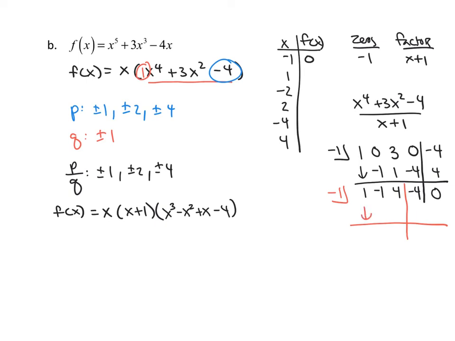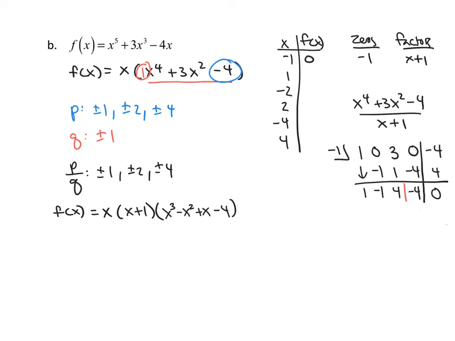I move the 1 below the line. I do my synthetic division, positive 1. I multiply, add, multiply, add, multiply, and add. And I didn't get 0, so that means negative 1 is not a double root. So I'm going to go ahead and erase that because it didn't work. And I'm going to go back to my list of P's and Q's and see if I can find another one that works.